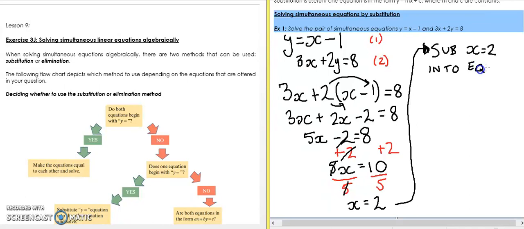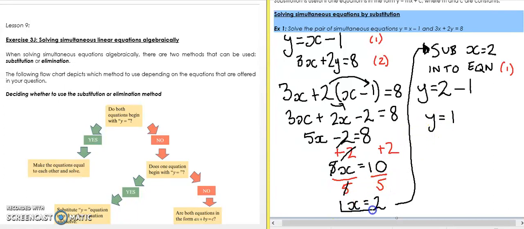equation 1. Okay. The reason why we're doing this is because we have a template of some sort for equation 1, y is equal to x minus 1. So we can get our corresponding y value here based on the fact that we know what x is. In this case, x is equal to 2. So all I have to do is just substitute 2 into that equation. So instead of it being x minus 1, it's 2 minus 1. So our y value is 1.